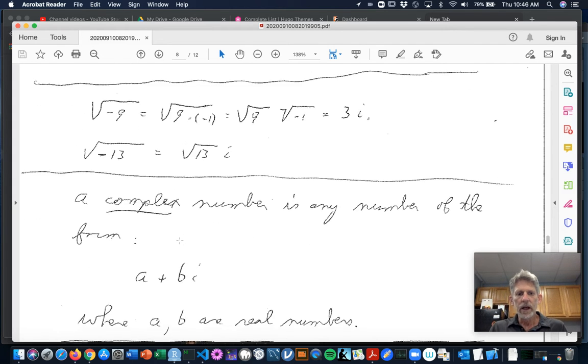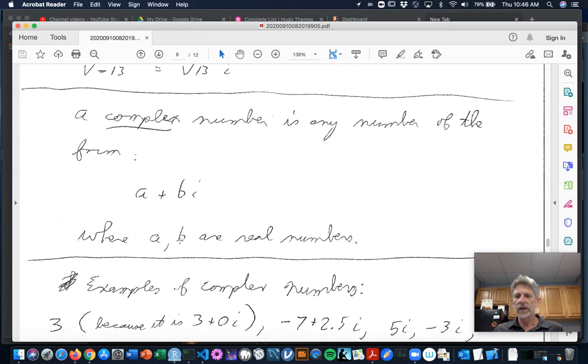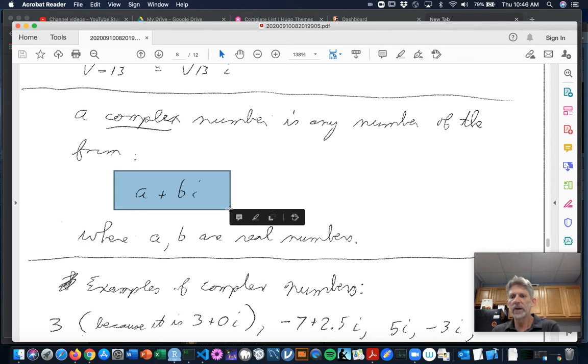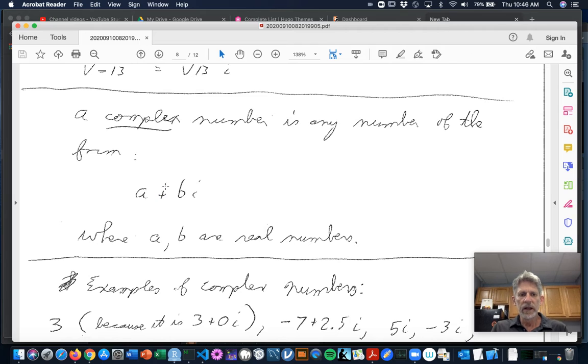Okay. You may also be familiar with the concept of a complex number. A complex number is any number of the form a plus bi, where a is a real number and b is a real number. And the a is called the real part of the complex number, and the b is called the imaginary part because the bi is an imaginary number. Okay, so if you add a real and an imaginary, you get a complex number.